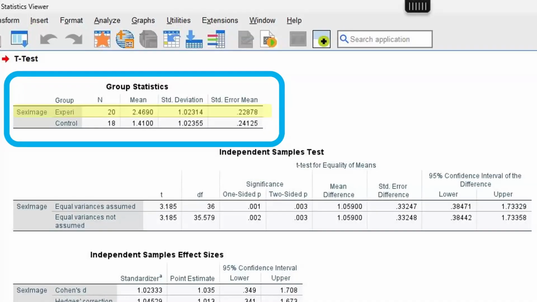SPSS tells us, yes, your N is 20, you gave me 20 subjects. We should have a mean of 2.47. SPSS says, well, hey, the mean it calculated is 2.469. Round that up, that's 2.47. It gives you the information that lets you know that you entered in the data correctly.